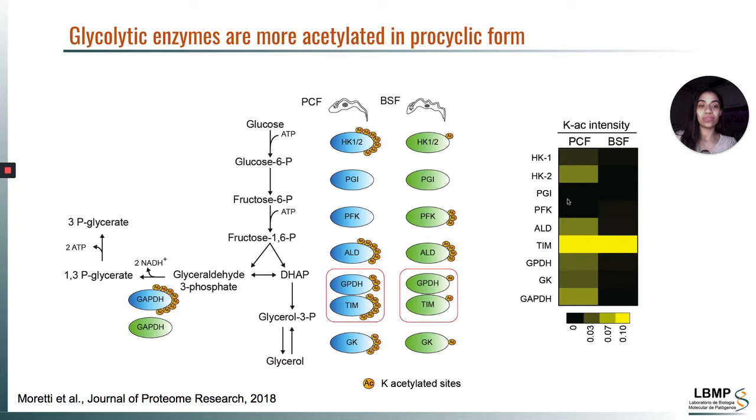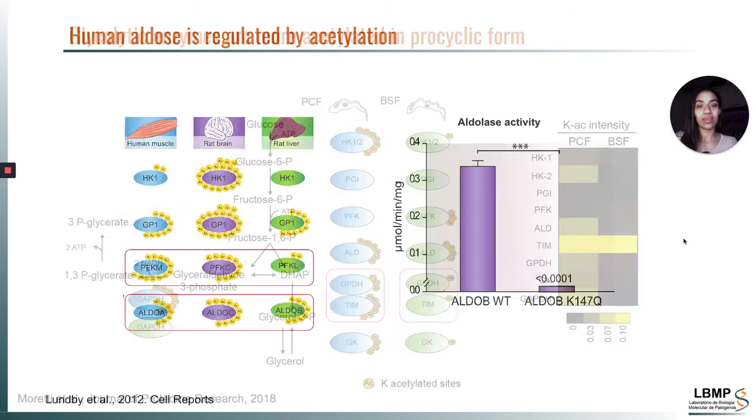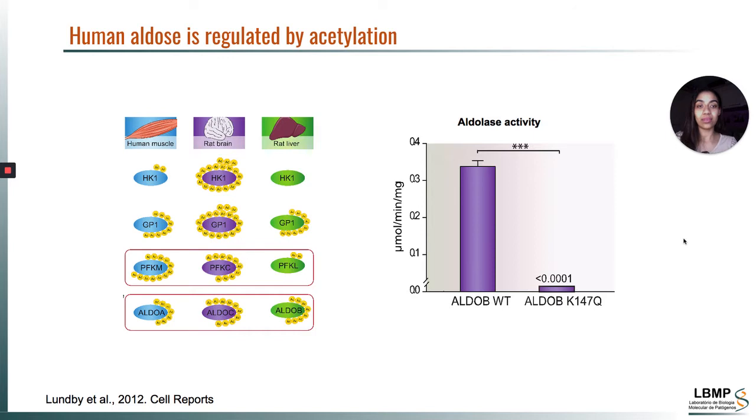This finding suggests that acetylation could play a role in regulating the activity of glycolytic enzymes in T. brucei, as previously shown for aldolase and glyceraldehyde-3-phosphate dehydrogenase in mammals. Landby and his colleagues have shown that when we change the lysine for glutamine in the position 147 in aldolase, the enzymatic activity approaches zero.